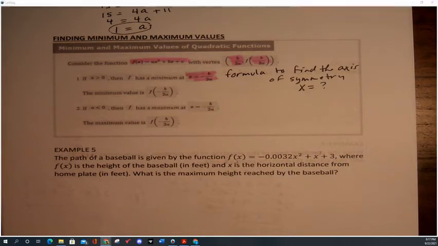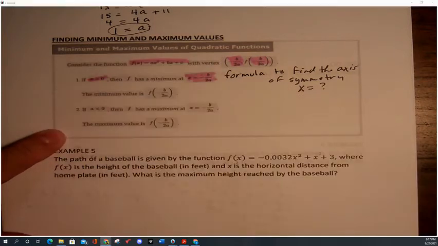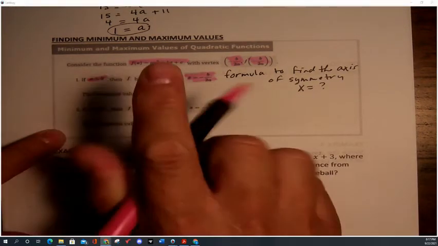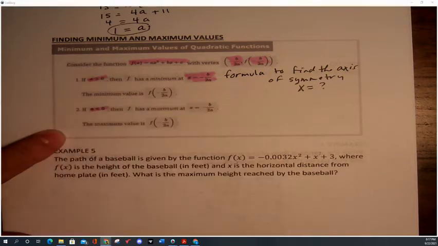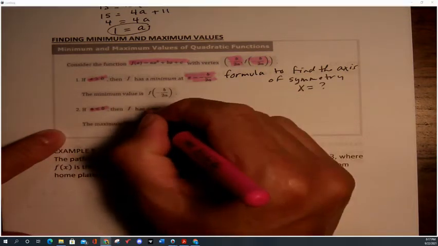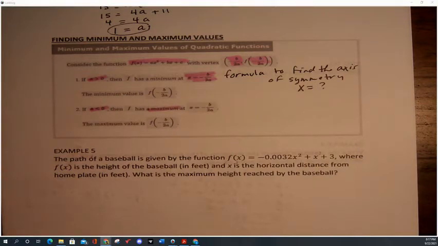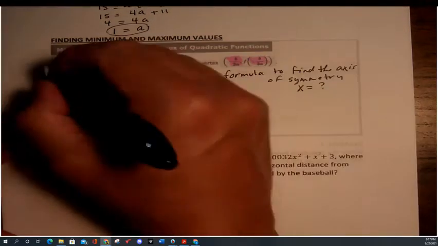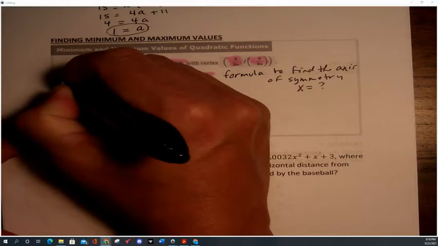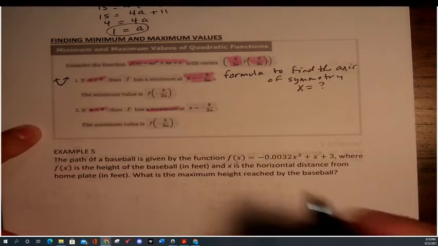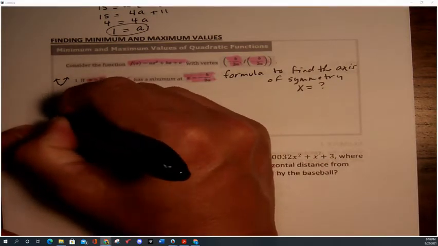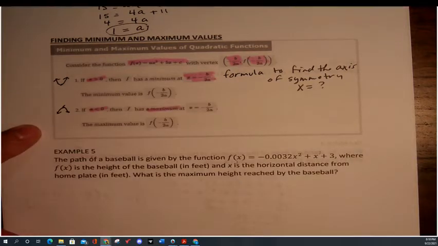If your parabola opens upward, remember a is positive, then it will have a minimum value. If a is negative, then it opens downward and it will have a maximum value. Okay, so if it opens upward, it has a minimum value right there. If it opens downward, it has a maximum value.